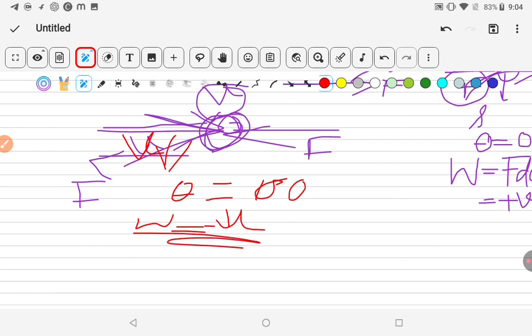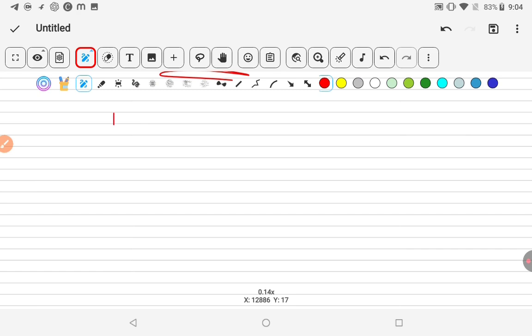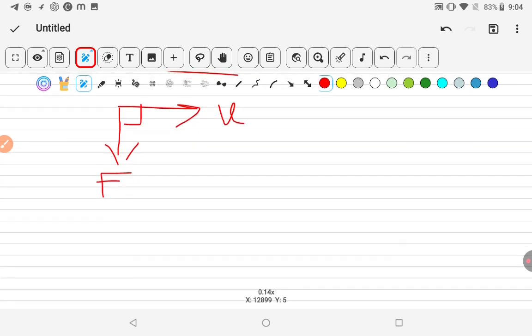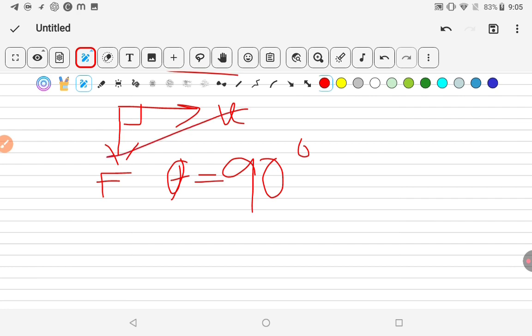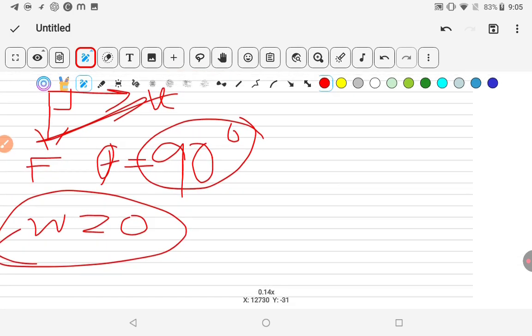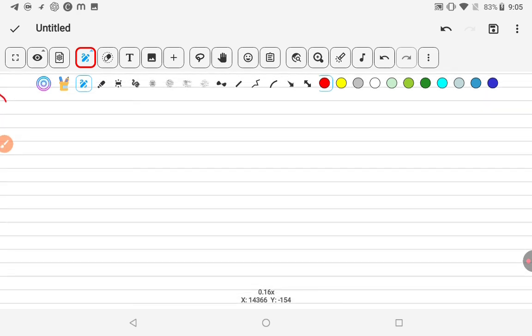Now the third case, when force is being applied perpendicular to the velocity. Only the direction will change here, because theta is 90 degrees, the angle between them. So work done here is 0, but we are not going to learn about work here. I just told you as something you must know, because we have already learned this in 10th class.